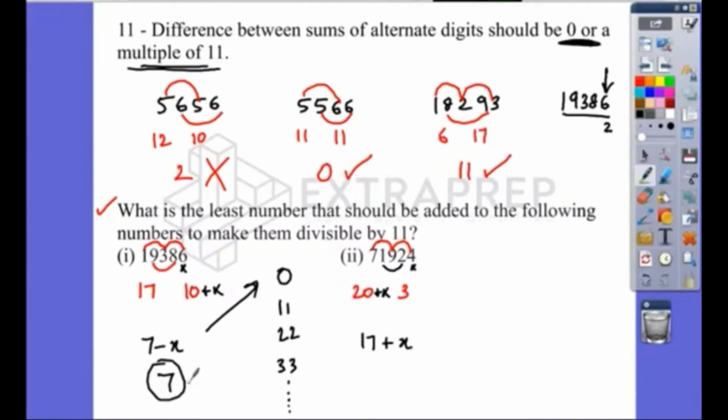7. That's your answer. Okay, then here 17 plus x cannot be equal to 0. 17 plus x cannot be equal to 11, but 17 plus x can be equal to 22 when x is what? When x is 5. So 7 and 5 are the answers. Any other answer that you get is wrong.